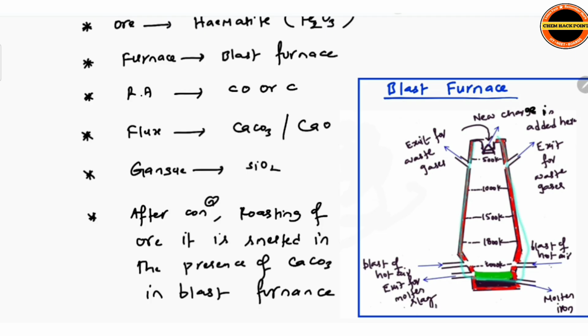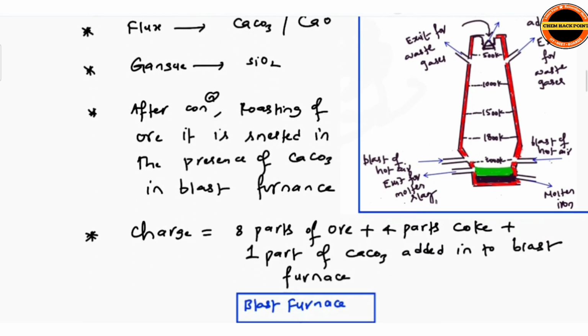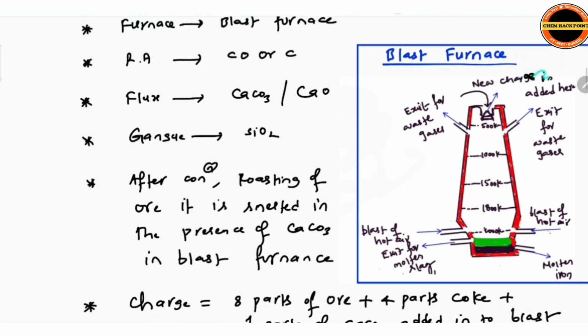Blast furnace, top to bottom temperature: if you move from top to bottom, temperature increases. At the bottom is the hottest zone, while at the top it is normal temperature. So here, what we do, the charge is 8 parts of ore, 4 parts of coke and 1 part of calcium carbonate added into the blast furnace. The new charge is introduced from the top side into the container.